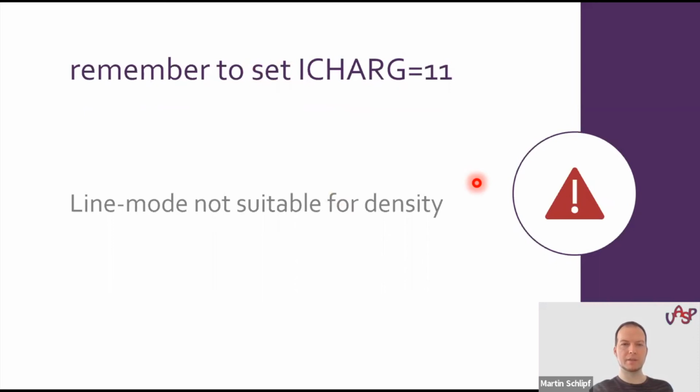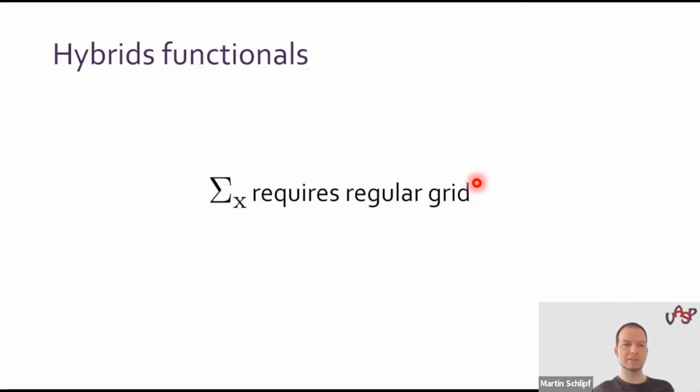Another thing to consider is hybrid functionals. Hybrid functionals are special in the sense that you calculate the exchange self-energy, and to evaluate this, we require a regular K-point mesh. This means that traditionally, the K-point mesh that we had to use for hybrid functionals always had to include the regular mesh, and then in addition the K-points that we wanted for our band structure.